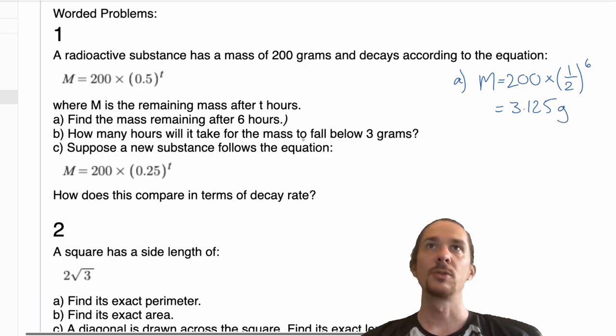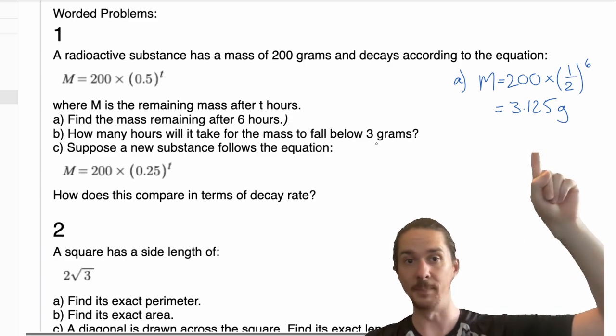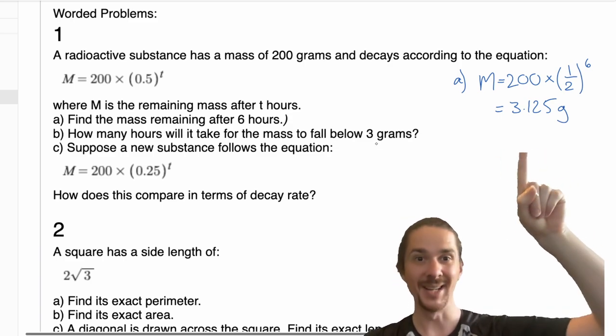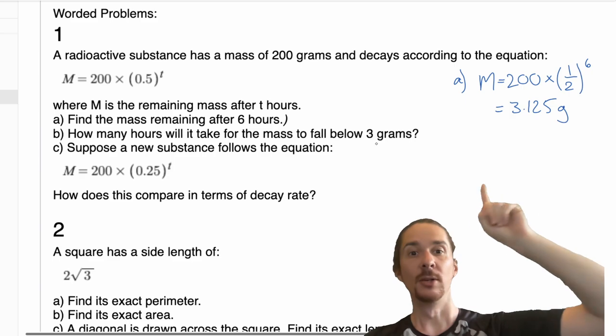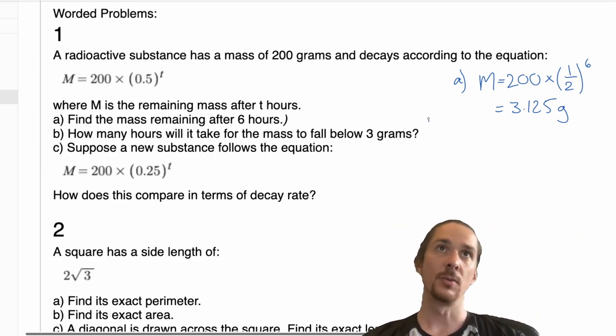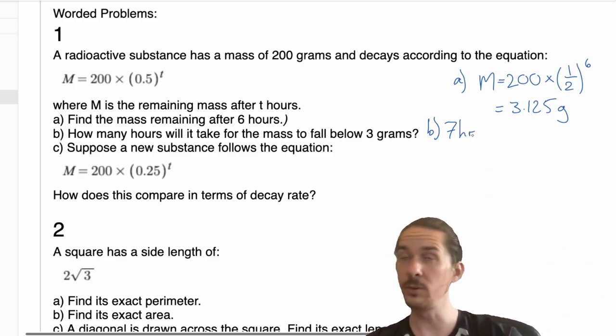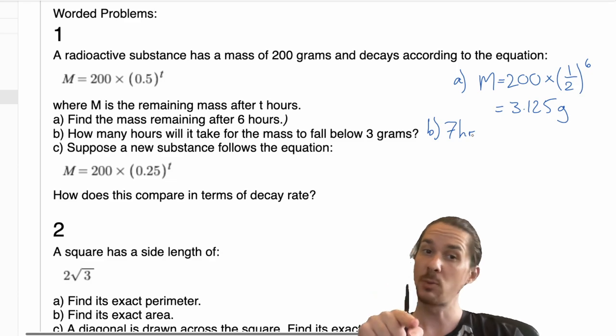Next, how many hours will it take for the mass to fall below 3 grams? Well, if I halve this one more time, just one more time, it's going to be less than 3 grams. This is after 6 hours, so just one more hour will be enough. So it will fall below 3 grams after 7 hours. Notice I'm including the units with my answer. If you did not include the units with your answer, that's a problem.